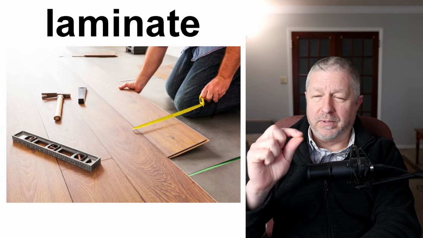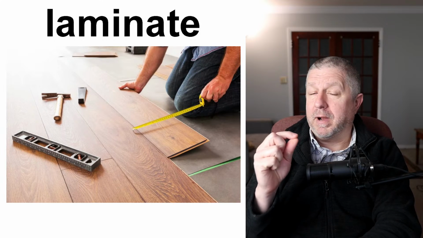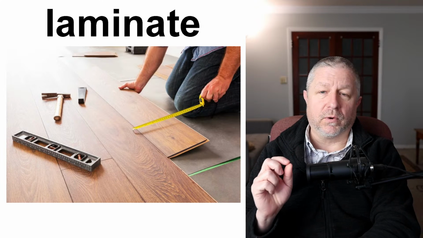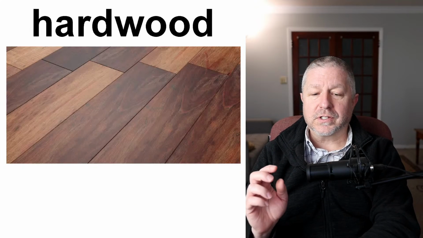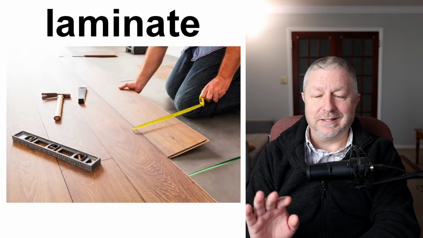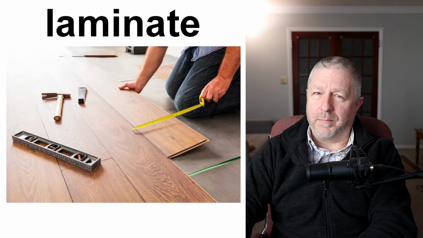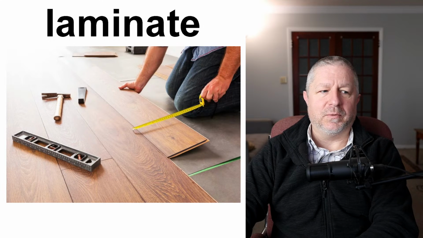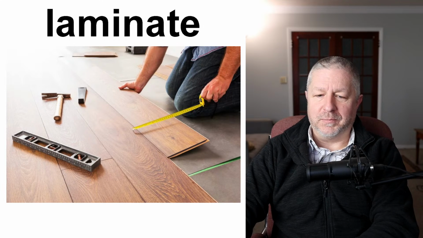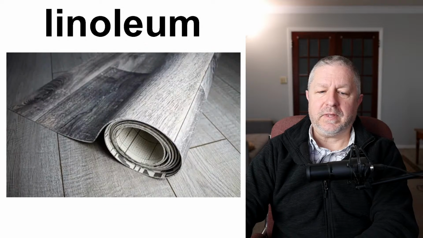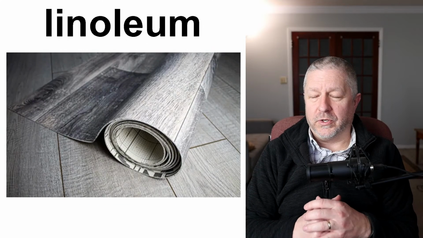The top layer of a laminate floor might actually be wood, but the flooring we put in looks like hardwood, but it isn't. It is laminate flooring. I think we sometimes also call it composite flooring, but laminate would be the word I am the most used to. And then we have a type of flooring called linoleum.